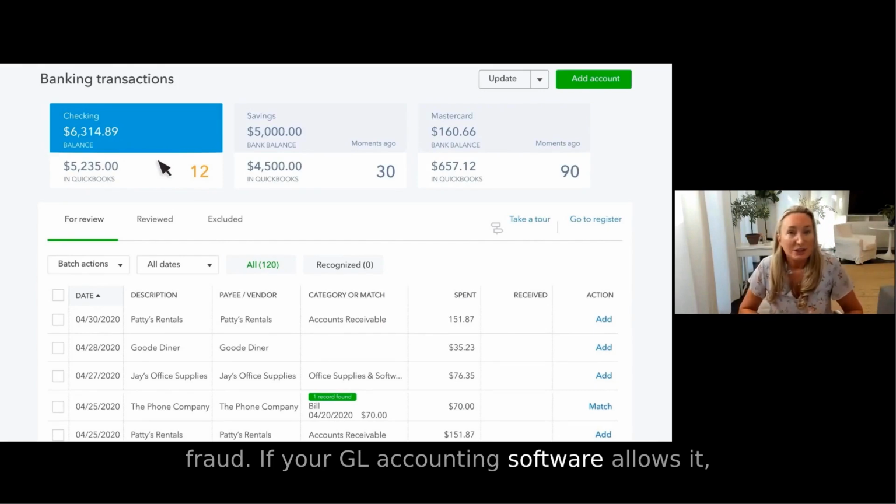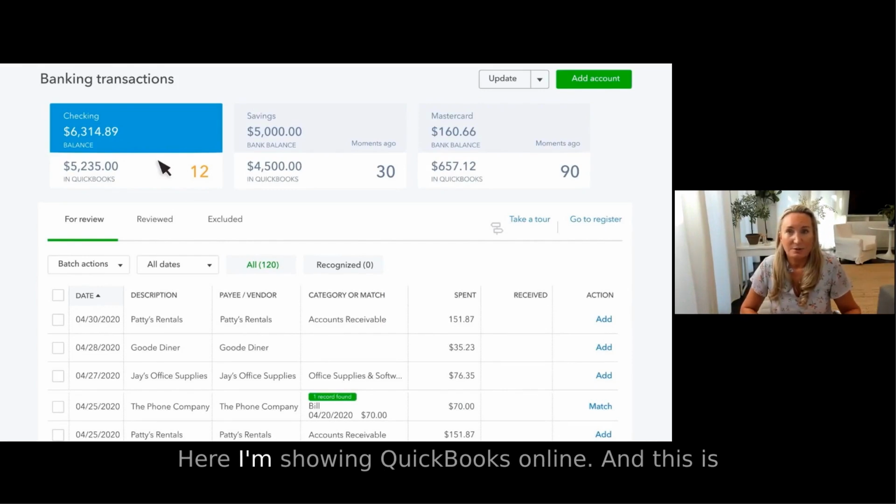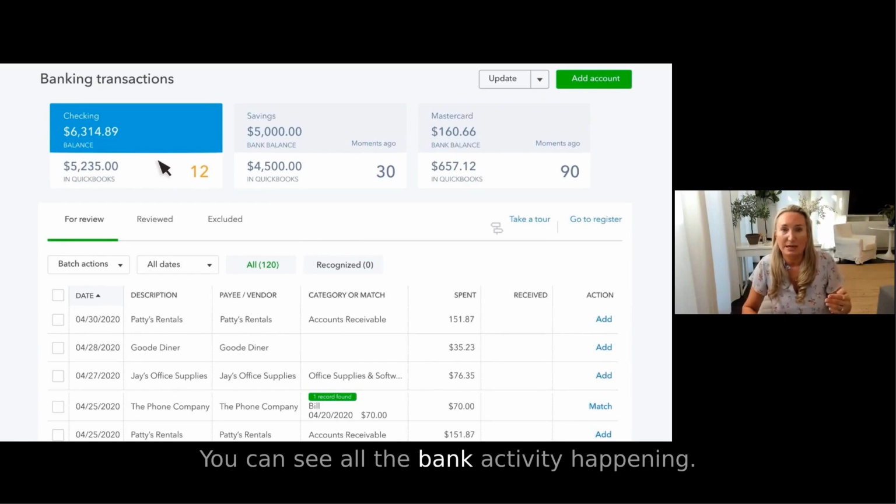If your GL accounting software allows it, connect your accounting software to your bank accounts. Here I'm showing QuickBooks Online, and this is a process of matching the bank feed when it comes in. So that sort of validates, you can see all the bank activity happening.